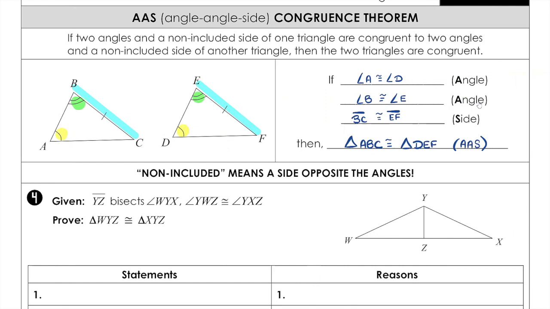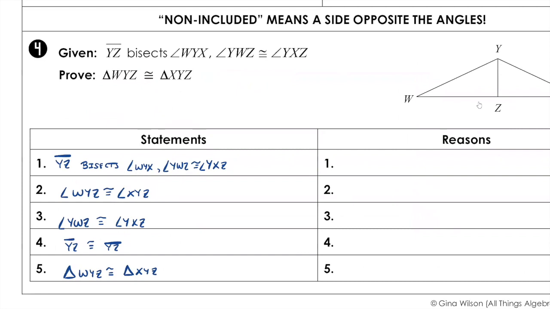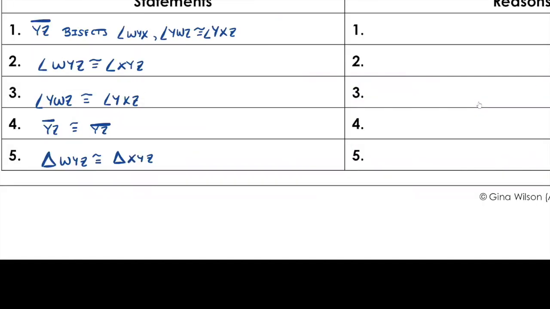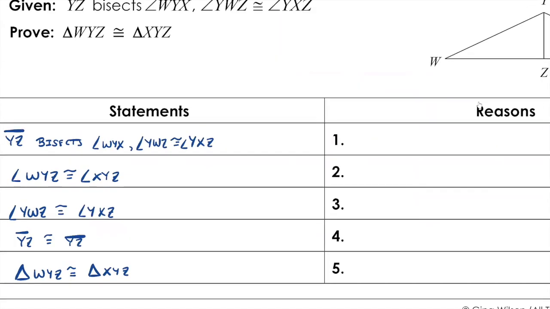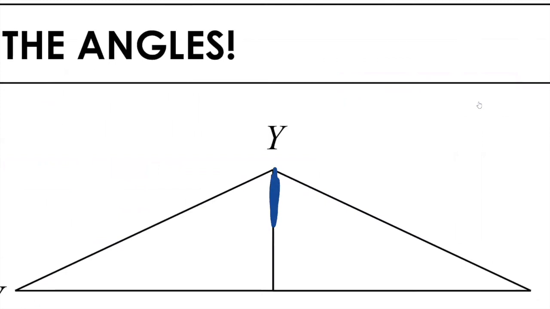So it's non-included, the side that is opposite the angles. So it's not touching both, it's only touching one. So let's go ahead and mark up our diagram with what we know. It says YZ bisects WYZ, or WYX. So this segment bisects those two angles.